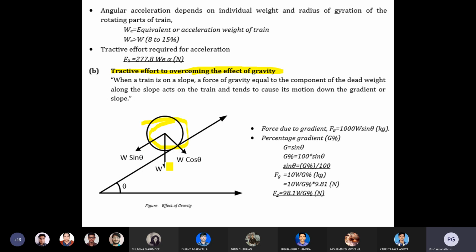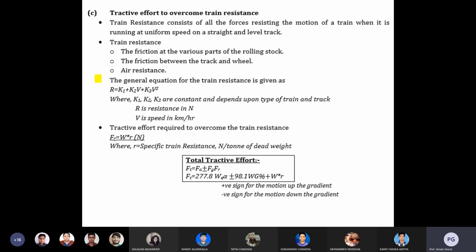Okay, so the total weight W is there. W into mu is the normal one, but in that case, W mu cos alpha is there. Okay. So G is your gradient. So the force due to the gradient Fg equal to 1000 W sine theta. That theta is the angle of incline. The effect of gravity, how it is running down. Okay. Percentage gradient is there, G percentage. Okay. In the previous case, another one is there, tractive effort to overcome the train resistance.